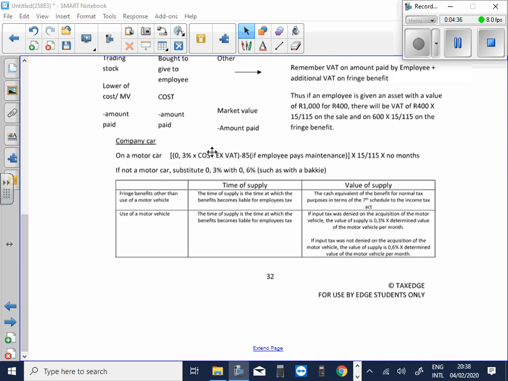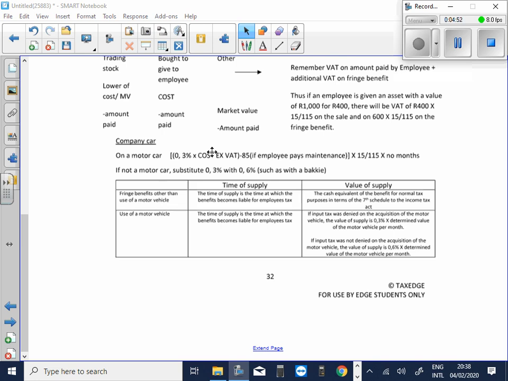Minus 85 Rand if the employee pays maintenance. And guys, it's minus any other cost that the employee pays for that's VATable. So what happens if there's fuel paid for? You're not going to minus anything off. What happens if there's insurance paid for?